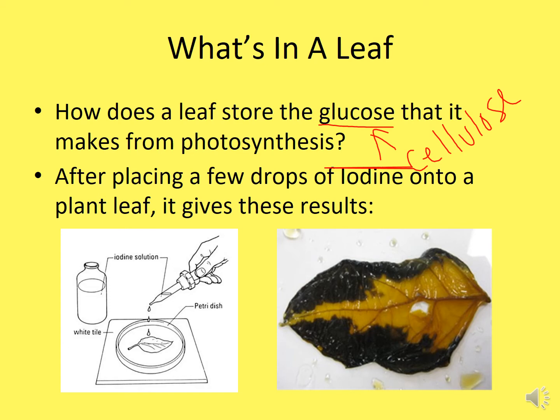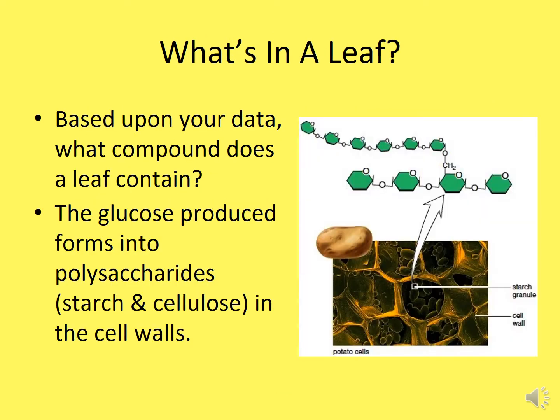After we place a few drops of iodine on the plant leaves, it should look like this. Whenever you see the darkness, that means it is positive for cellulose. It means it can be very starchy. So, what's in the leaf? Well, again, the glucose produced forms polysaccharides, which we know is called starch, and cellulose, which is found in the cell walls of plant cells.